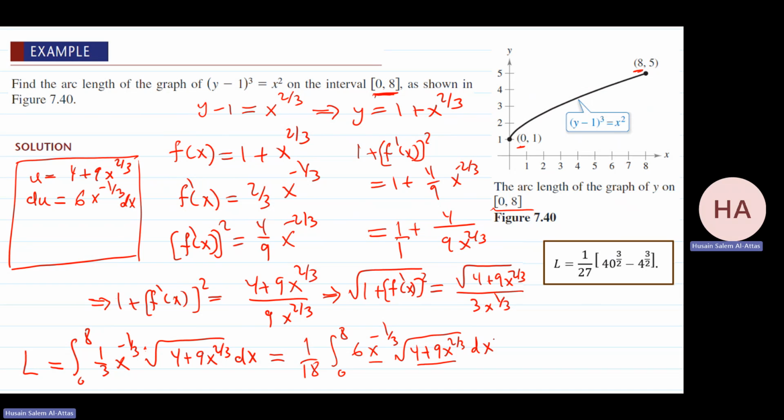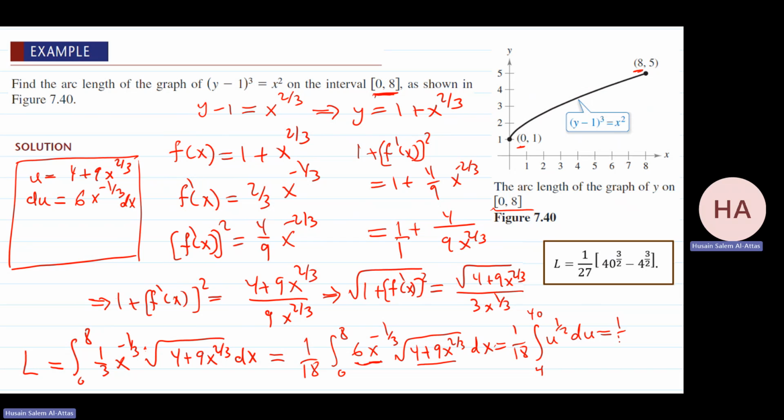Okay, so that gives me 1 over 18 times the integral from where to where? Let me do it. From 0, that gives me 4. For 8, the cube root of 8 is 2, squared is 4, times 9 is 36, plus 4, that will be 40. I have u to the power half, du. That gives me what?